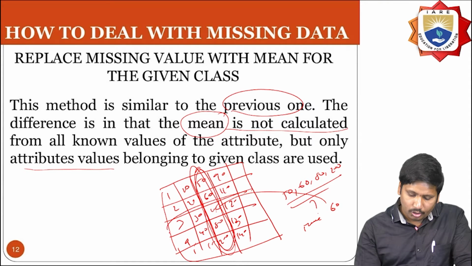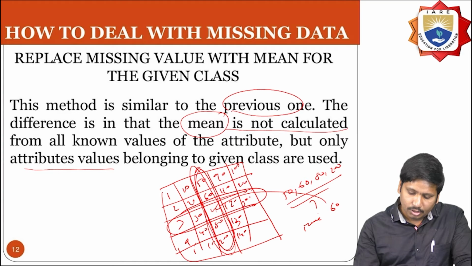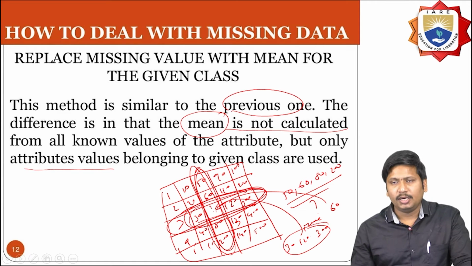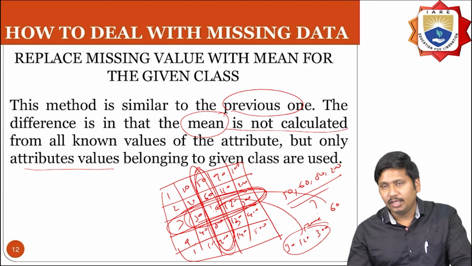Otherwise, I can replace the values that are belonging to this class: 100, 200, 300, 400, and 500. Suppose here the data is missing, I can replace this missing value with these values also. I can replace with 30 or 120 or 300. So either of these I can replace here. That is the procedure of replacing the missing value with the mean for the given class.